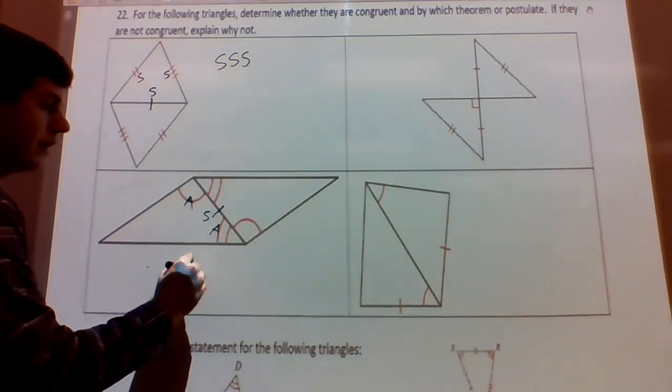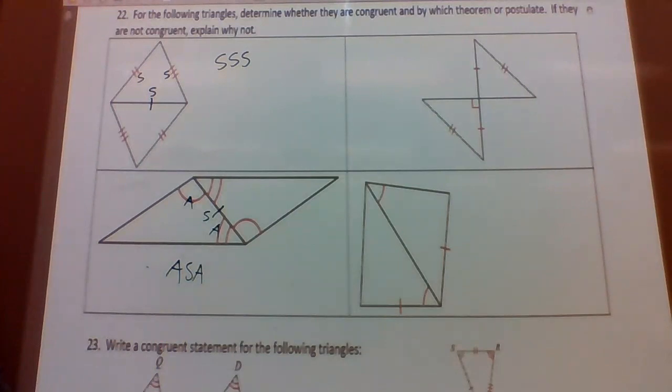So by the angle, side, angle postulate, right, which says that if we have two corresponding angles that are congruent and the included side is congruent, then by the angle, side, angle postulate, we can conclude that the two triangles are congruent.